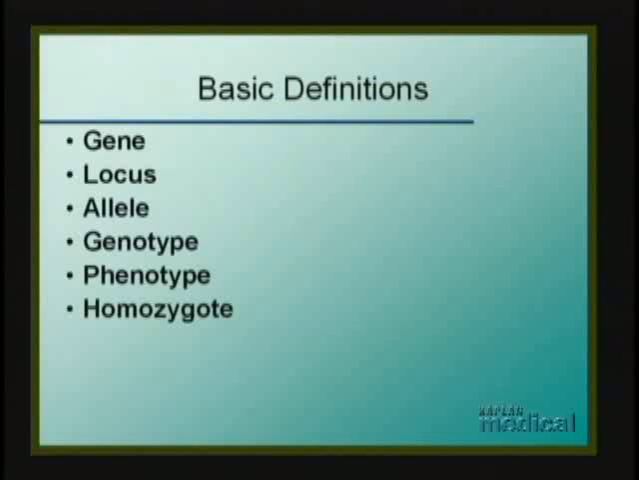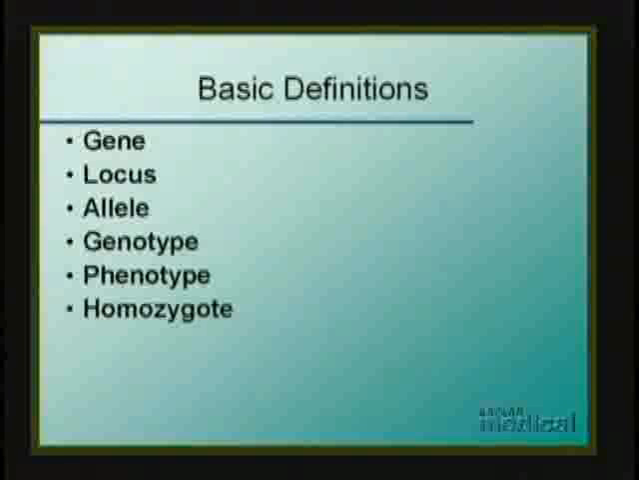Homozygote or homozygous refers to a situation in which a person has two alleles that are the same for some gene. Homozygous normal, meaning having two normal alleles. Homozygous mutant, having two mutant alleles for some gene. Because we have pairs of chromosomes, we have two copies of almost all of our genes.